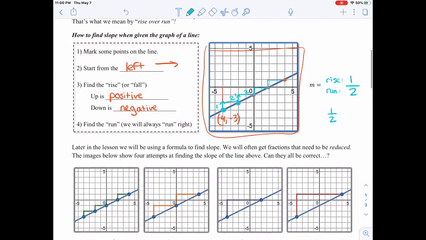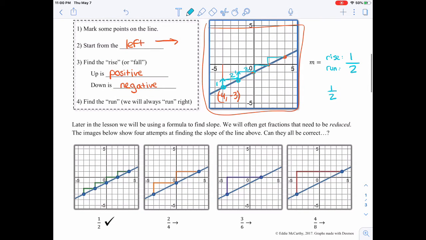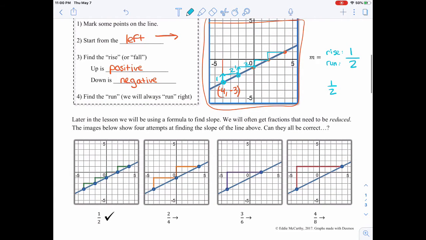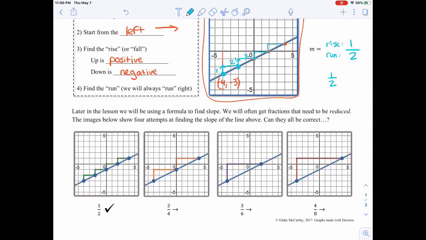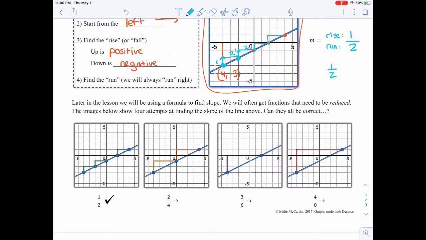Moving on down here, it says we're going to be using the formula to find slope. That's going to be in that next video, okay? But sometimes we're going to get fractions that need to be reduced, or simplified. These graphs down here are showing us that this is the same exact line in every single graph. But sometimes you might not see that the slope is 1 over 2 right away. Clearly here in the first one, we just solved that, okay? Here, they did not put those 2 dots. So they saw that they went up 2 to the right 4, up 2 to the right 4. And that should simplify down to 1/2, okay?